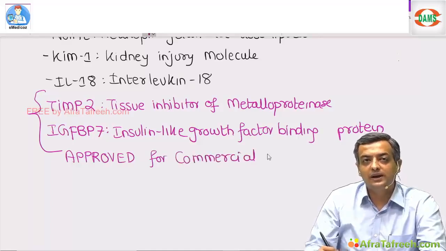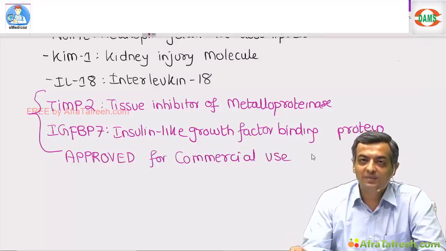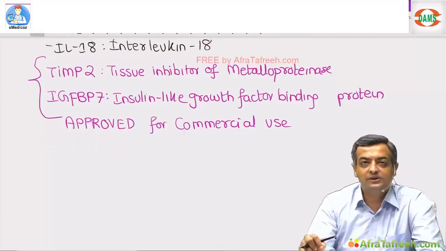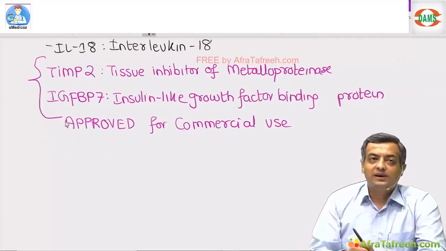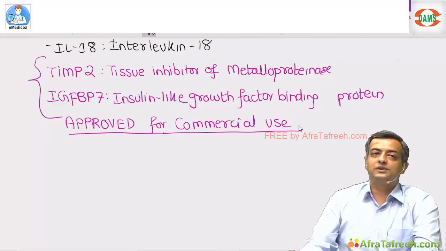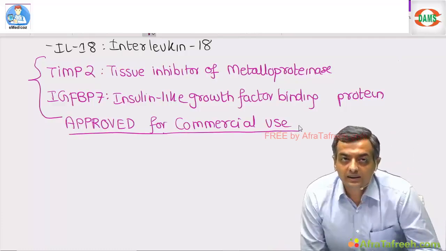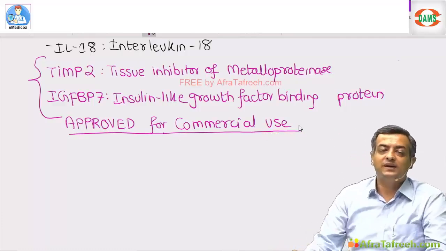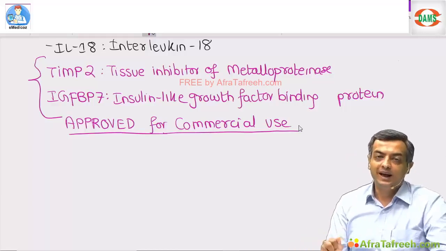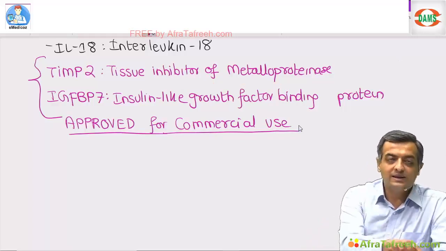But of course, India is a different country. In India, before TIMP has come, urinary NGAL and urinary KIM-1 tests are available, kits are available. But theoretically speaking, there are only two approved markers for commercial use, TIMP-2 and IGFBP7, for diagnosis of renal AKI. So, get this clarity.